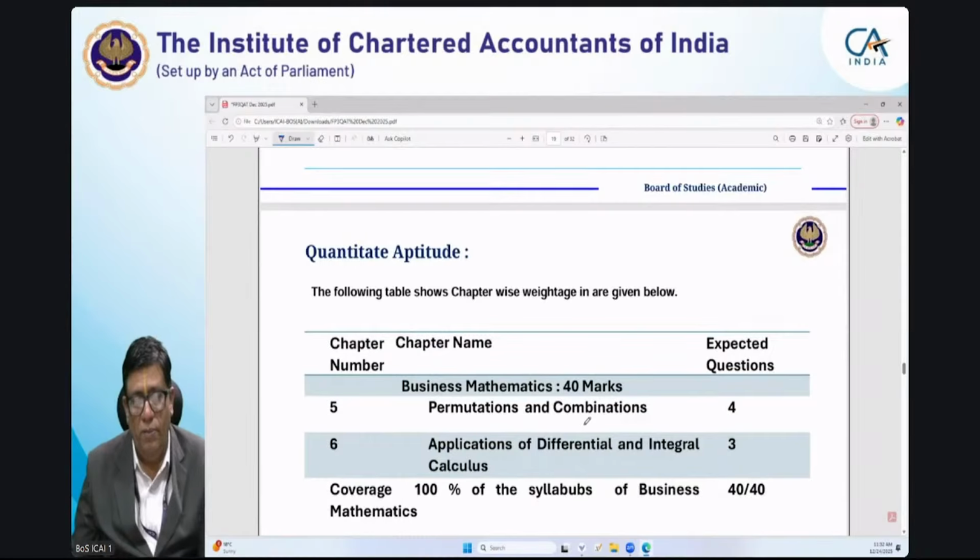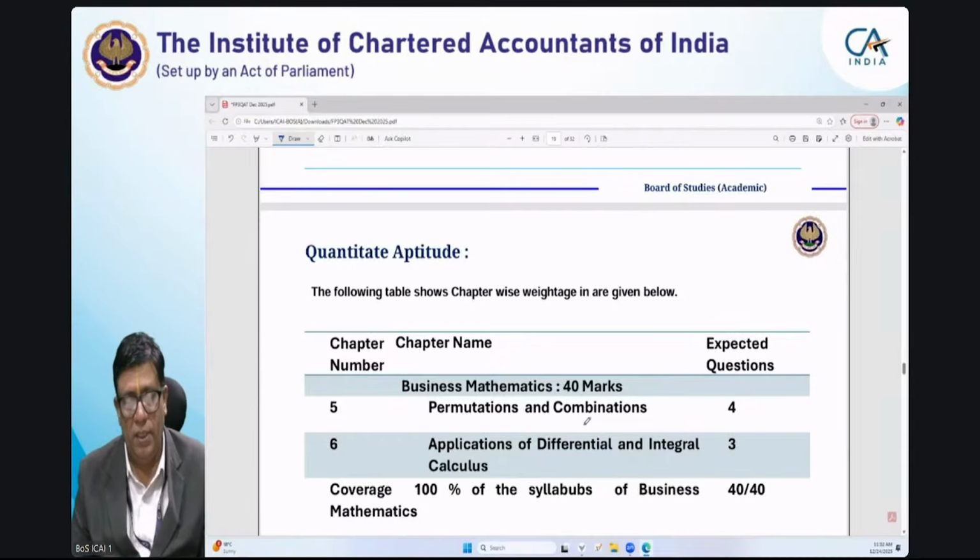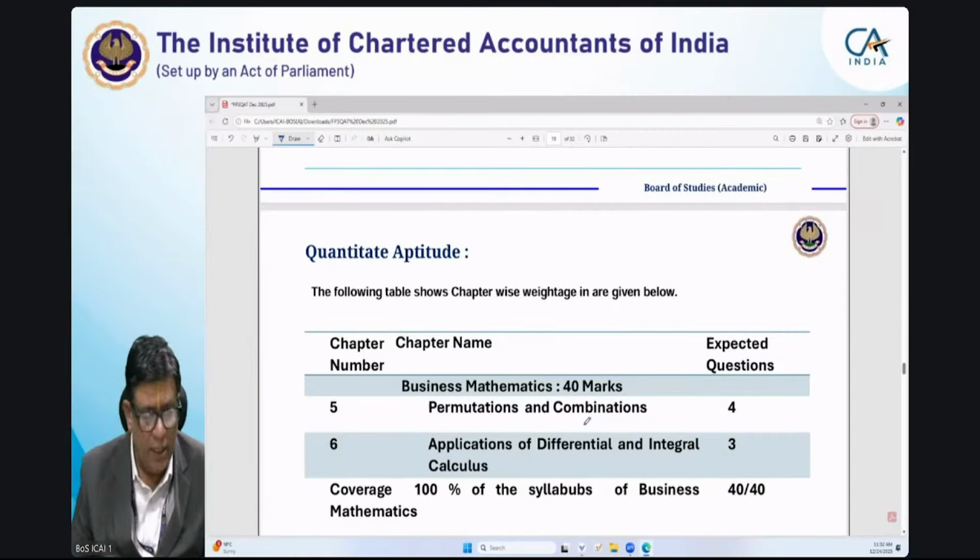Now let us move to the very important chapter in business mathematics: permutations and combinations. It is a very interesting and logic-oriented topic. It was explained very well in the last sessions, which I presented. Our material also carries very good questions. My request is to study this topic, permutations and combinations, thoroughly. Read the examples as well as the exercise questions, which are very nice questions given in the study material.